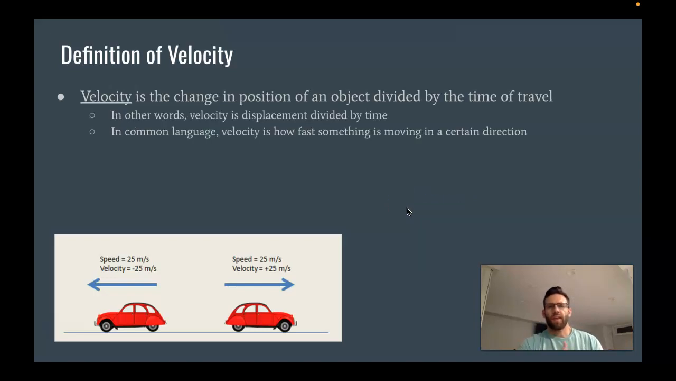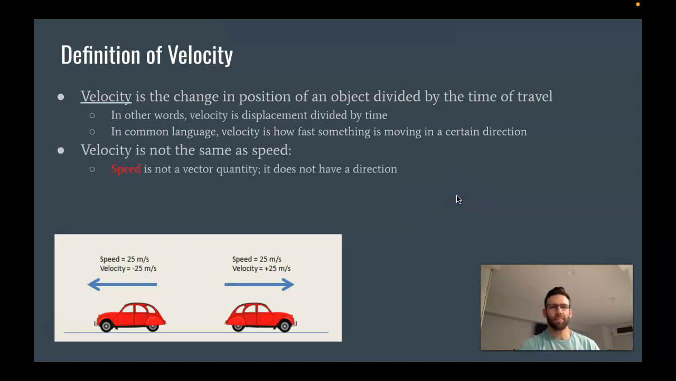And so velocity is how fast something is moving in a certain direction. You can think of many examples. A car, a football player running down the field and getting a 40 time, a track runner running 100 meters and seeing how fast they can do it. But we all can kind of have a general idea of what velocity is and what it means to be fast.